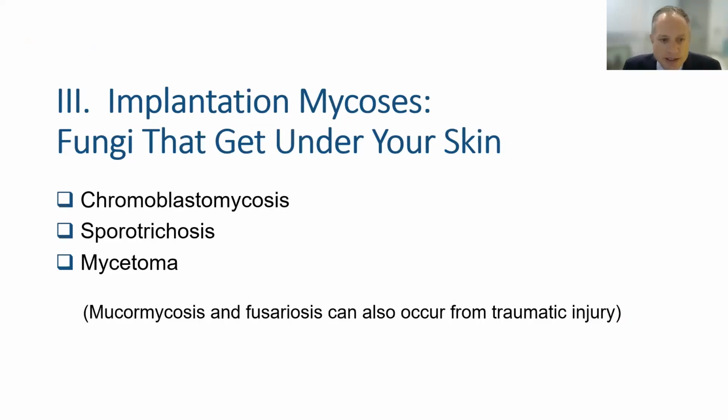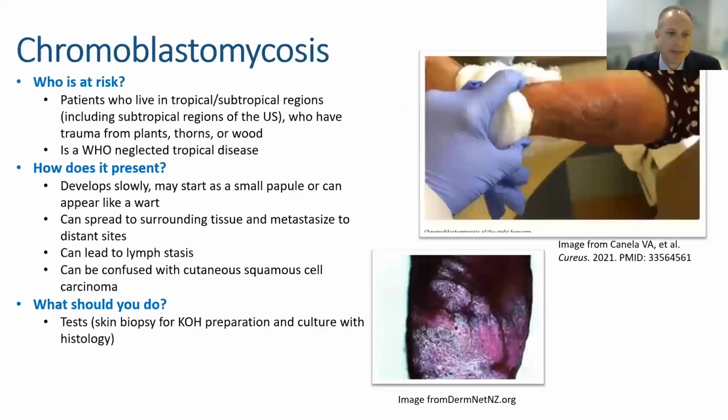Okay, so we're going to move on to a little bit more of the exotic diseases. We don't see a whole lot of these, maybe just a couple cases a year for the first and third there on the list. But the implantation mycoses, these are really fungi that get under your skin, so to speak. So chromoblastomycosis, sporotrichosis, and mycetoma. Next slide.